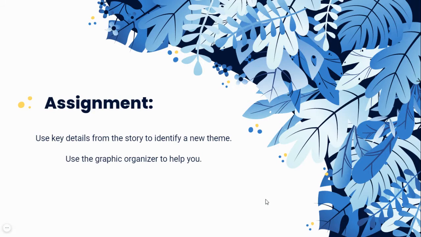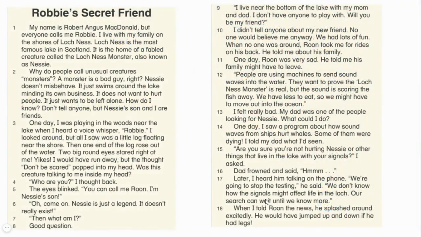Your assignment. Use key details from the story to identify a new theme. Use the graphic organizer to help you. You may want to pause the video so you can reread the story. You may also want to return to this part of the video while you work on the next part of the assignment.